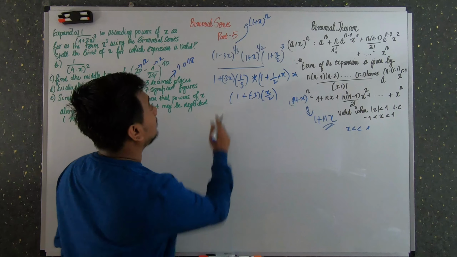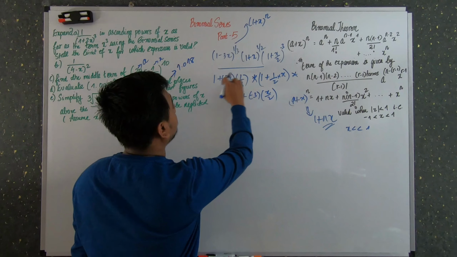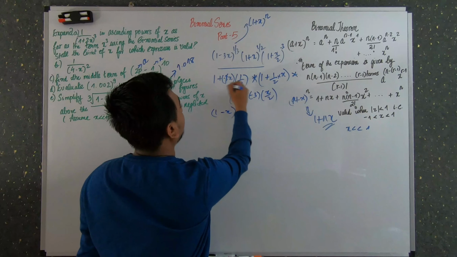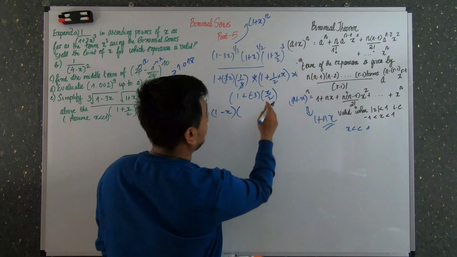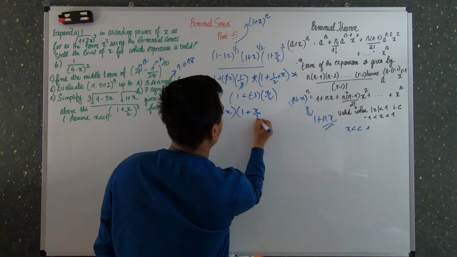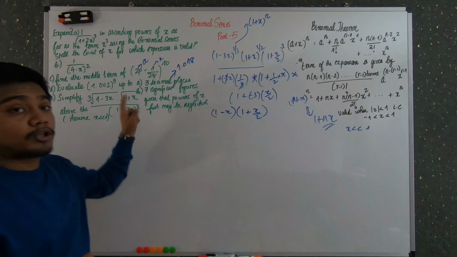So let's find it out. 1 plus minus 1 by 3 into minus 3x, that is 1 minus x, right? Because 3 and 3 get cancelled, you can write it 1 minus x. Again, 1 plus x into 1 by 2, that is x by 2. How did I write that? Root of 1 plus x is what?